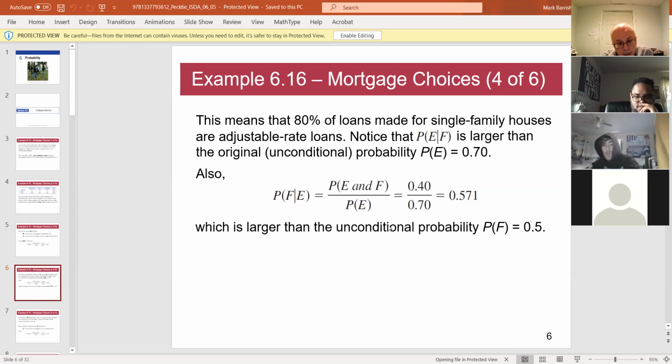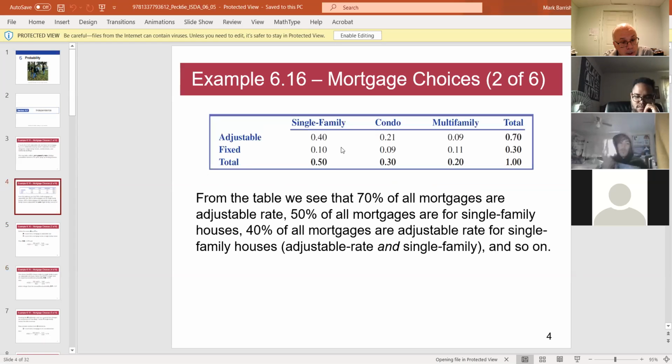What's the probability for a single family home without any knowledge whether it's adjustable rate or not? It's 0.5. How do we know that? Let's go back to the table. Probability of a single family home is 0.5. That's without any knowledge whether it's adjustable rate or fixed. It's just the marginal probability of a single family home. That's called an unconditional probability. There's no information about the type of mortgage, just that the mortgage is for a single family home. So we know that's 0.5.